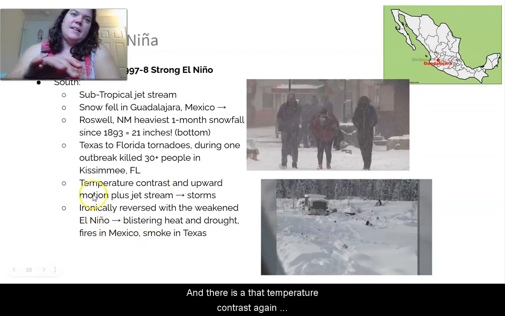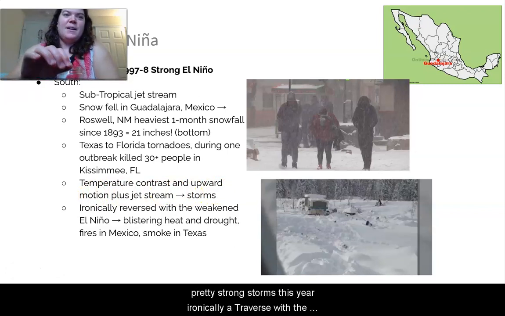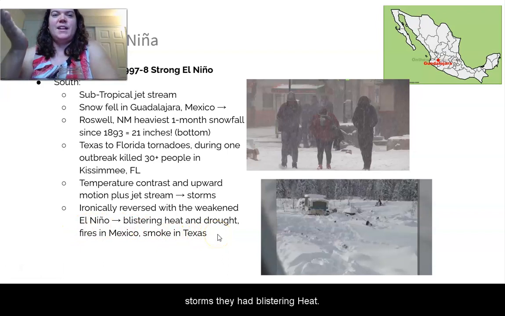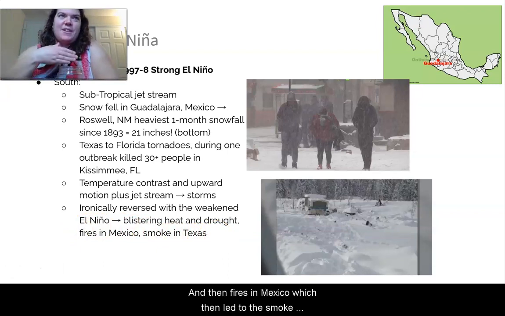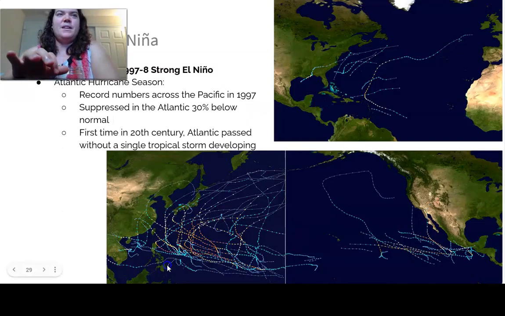And there was that temperature contrast again with upward motion. Plus the jet stream set up some pretty strong storms this year. Ironically, it reversed with the weakening El Nino. So then instead of getting all these storms, they had blistering heat, drought, and then fires in Mexico, which then led to the smoke pouring into Texas. So it was just not a great year for them.